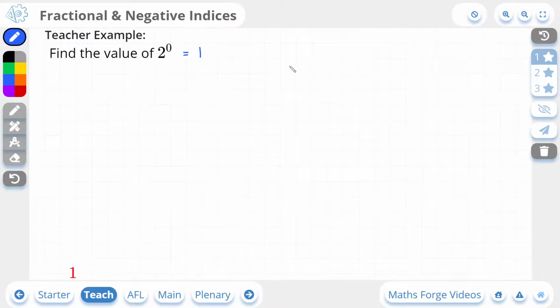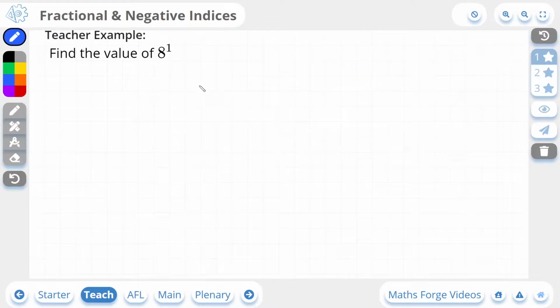And the explanation behind this is as follows. If I have any number to a certain power divided by the same number with the same power, then of course, if you're dividing the same base, you subtract their powers. So this is going to give us 2 to the power of 3 minus 3, which is 0. And we know in mathematics that if you divide any number by itself, it gives you 1. So 2 to the power of 3 is 8, and 2 to the power of 3 is 8, and 8 divided by 8 is 1. So therefore, anything to the power of 0 must be equal to 1, because this applies to all numbers. And that's the idea behind it.